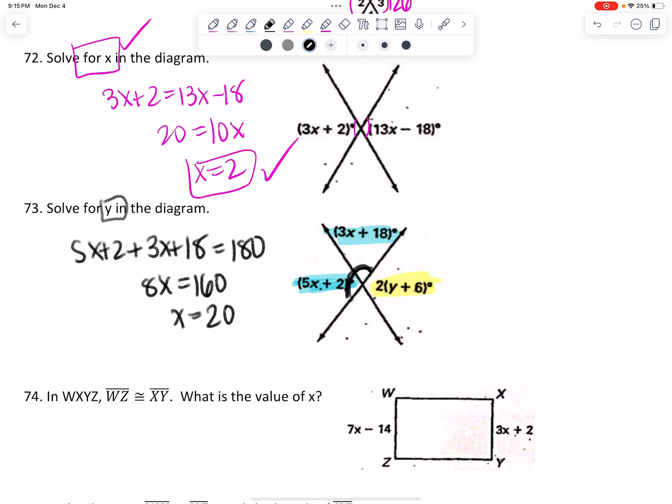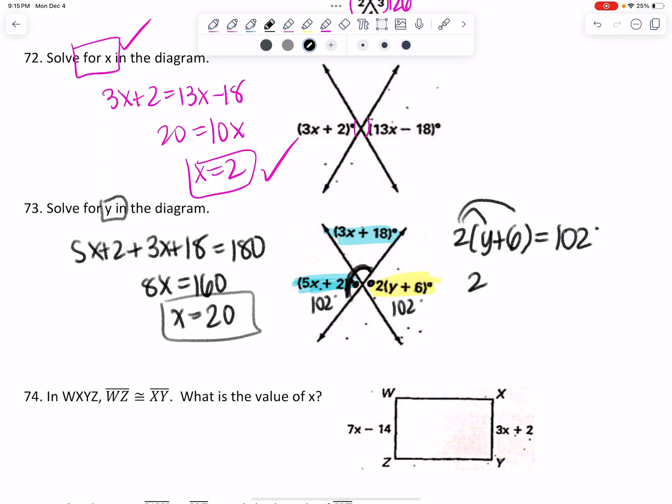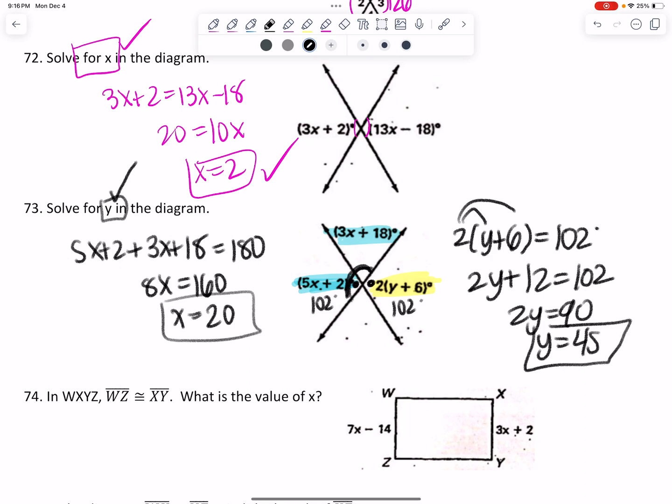But it says solve for y in the diagram. What I just found was x. So I need to go back and solve for y. So I'm going to plug it into either of these angles. So I could even plug it in here. 5 times 20 is 100. 100 plus 2 is 102 degrees. If that angle is 102, its vertical angle is 102, those bow tie angles. And so I can take 2 times y plus 6, and I can set that equal to 102 degrees. And then just use some distributive property. 2y plus 12 equals 102. So 2y equals 90, and I believe that y is equal to 45. Solve for y, I just did.